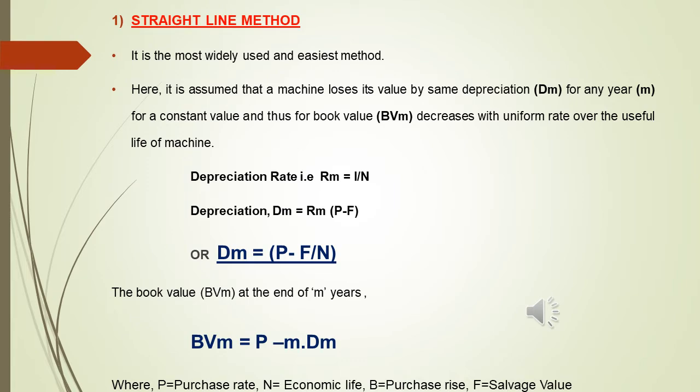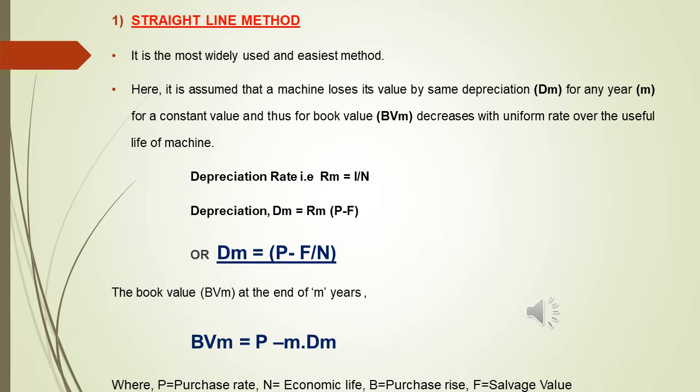I'll read it once again. Here it is assumed that a machine loses its value by the same depreciation DM for any year M, of constant value, and BVM is called the book value. It will decrease with a uniform rate over the useful life of the machine. That means over time it will go on decreasing, BVM.